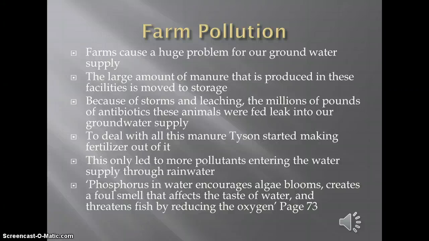water supply. Because of this problem, Tyson, the huge chicken company, created a fertilizer made of their manure and wood chips. You would think that might help, but then because of these same rainstorms, water goes over the fields, taking phosphorus and other pollutants with it, also polluting the water supply. Phosphorus in water encourages algae blooms, creates a foul smell that affects the taste of water, and threatens fish by reducing the oxygen.